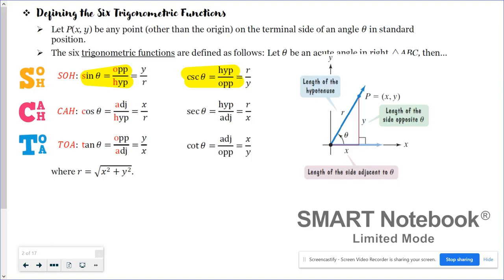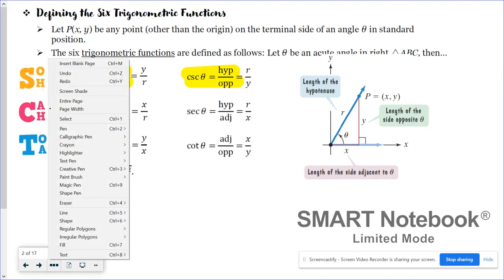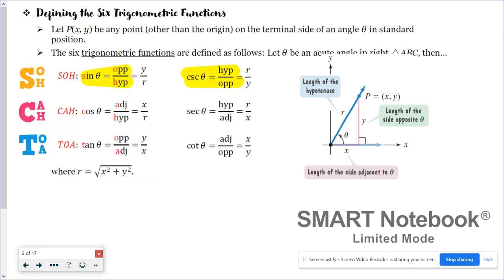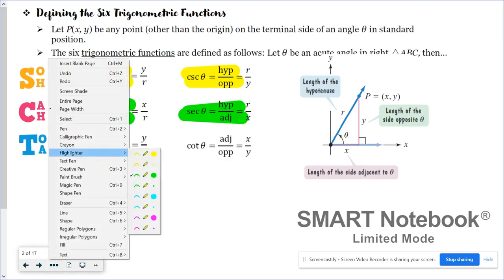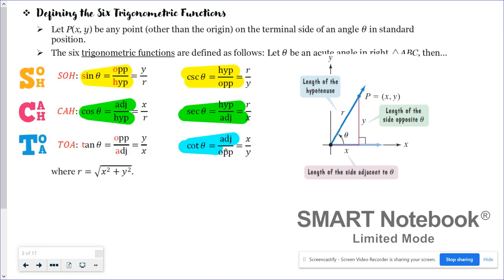So does that hold for our other functions? Secant is the ratio of the hypotenuse over the adjacent. It's just the reciprocal of cosine. And cotangent follows a similar pattern. Cotangent is the adjacent over the opposite. Hey, that's just the reciprocal of tangent.